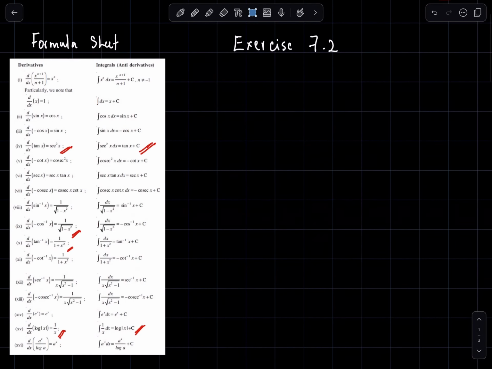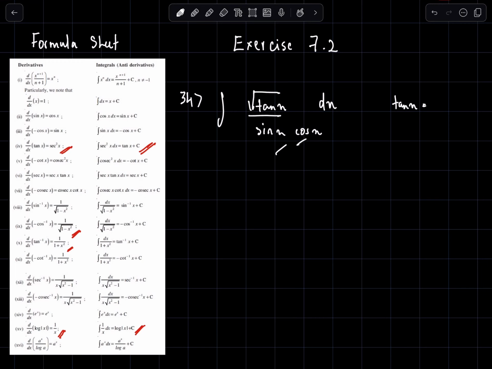So question number 34. Let's solve question number 34. Integral root of tan x divided by sin x cos x. Okay, interesting. Now you might be asking what to substitute. Cos x will give you sin x, so these two won't work. What about tan x? Now usually because it's in a square root, you want to take it, so let's do that. Tan x is equal to t, and what is the differential of tan x?